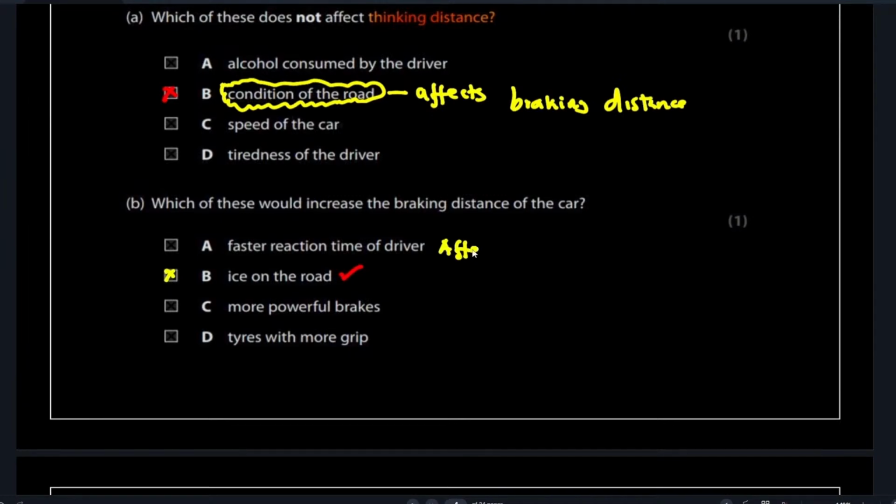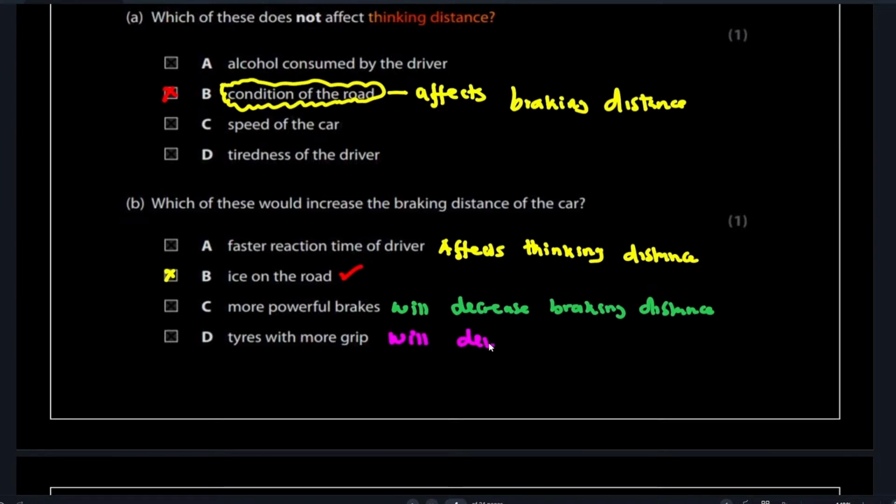We know that this affects the thinking distance. More powerful brakes will reduce or decrease the braking distance. And tires which have a good grip will provide enough friction. So in that way, they are going to decrease the braking distance.